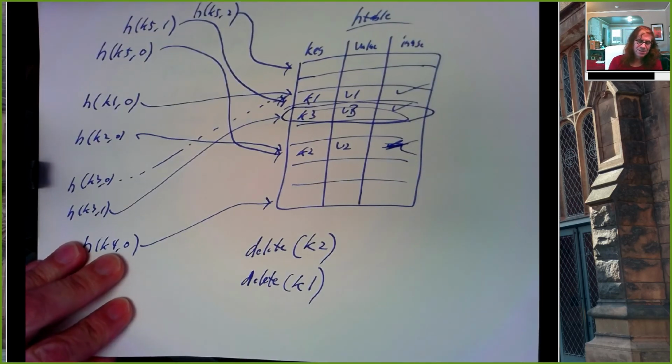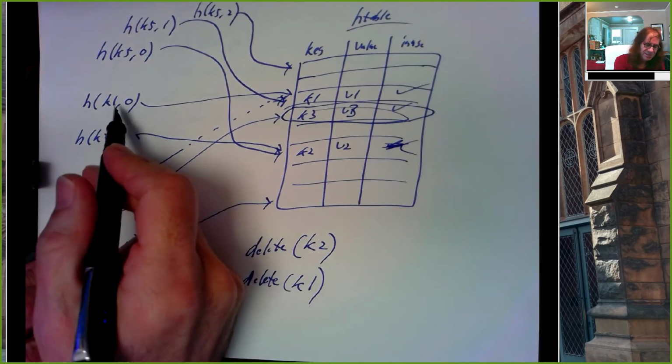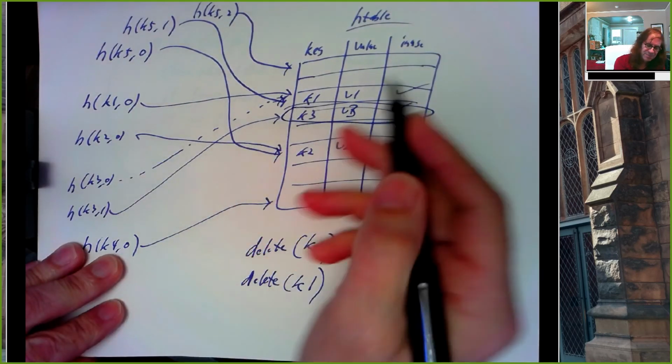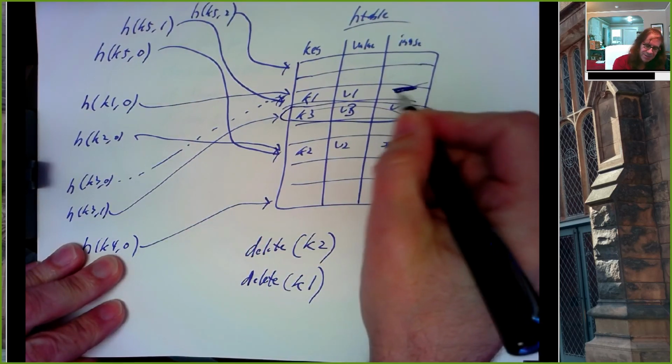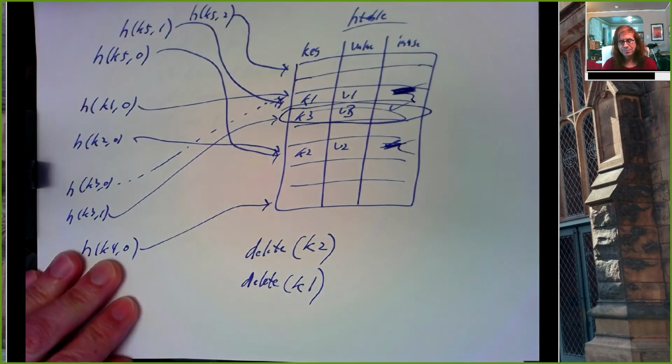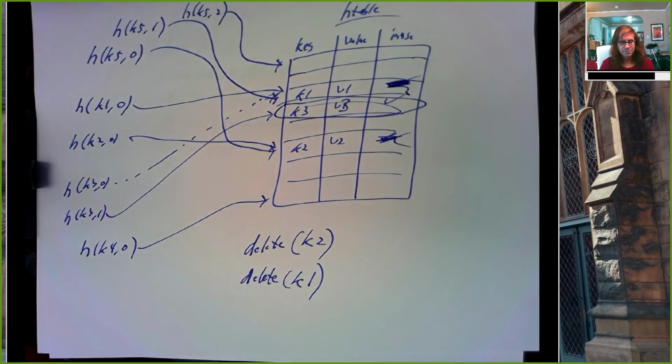So what happens if I delete key 1? I hash key 1 with a probe of 0. That takes me right here. I clear that in-use flag. Now I've just introduced a problem in my hash table. So what's the problem with my table as it is right now? I've deleted K1 and K2. I still have K3 in there. I cleared the collision.